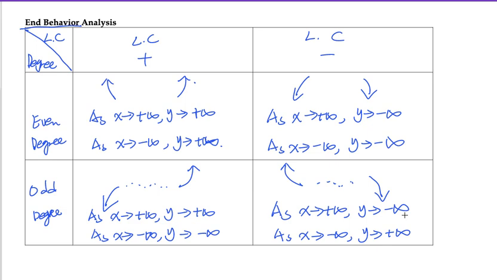This is how we use the leading coefficient and degree to summarize the end behavior of the graph. As you can see, with this knowledge, we don't even need to check the graph. We can use the expression of the polynomial to figure out the end behavior of the function.